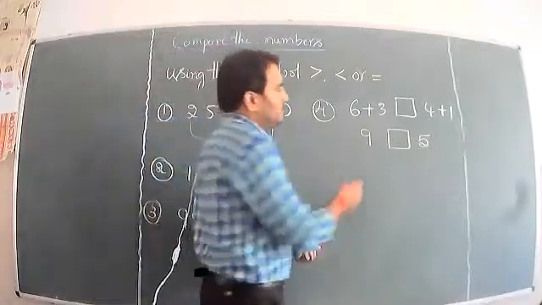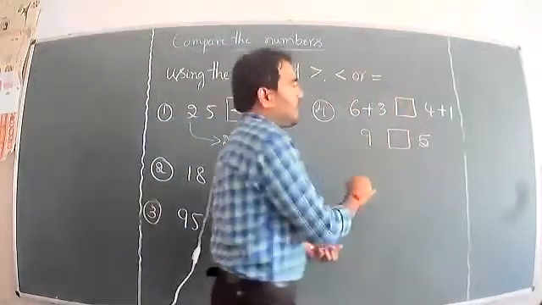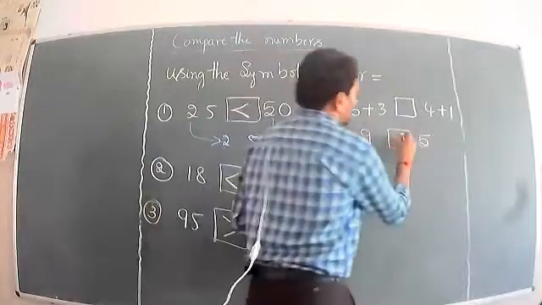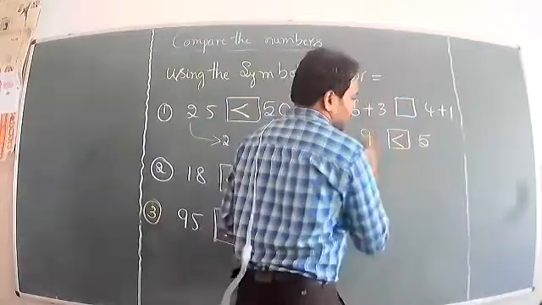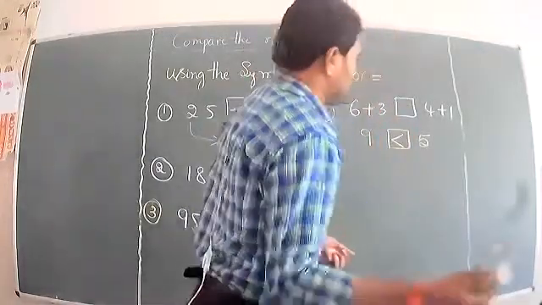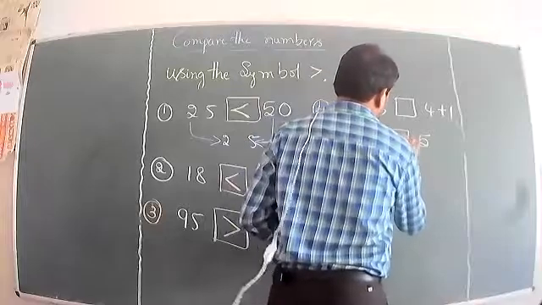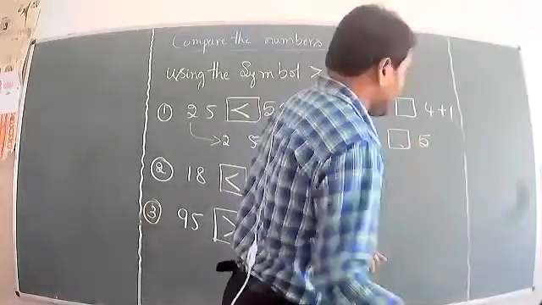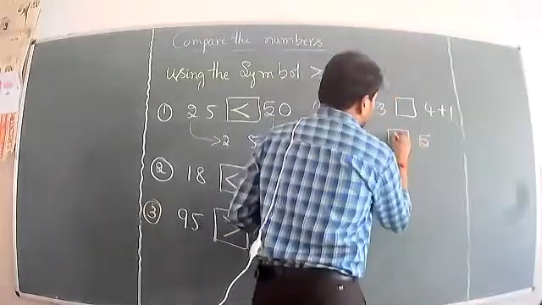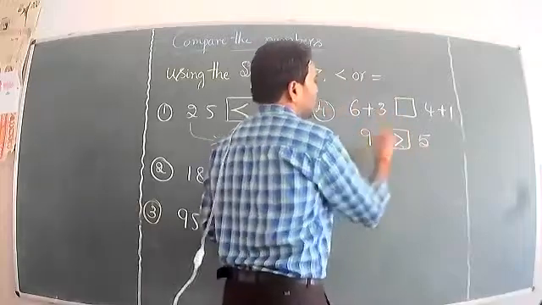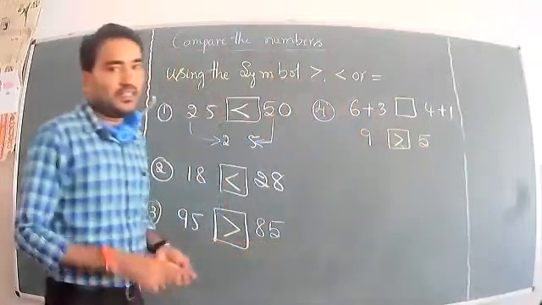So which number is greater? 5 is the smaller, 9 is the greater. So we can use the symbol. Here 9 is the greater, 5 is the smaller. So 9 is greater than 5.